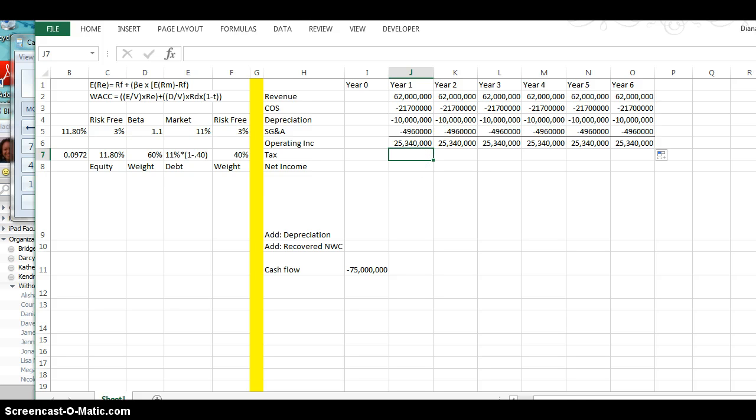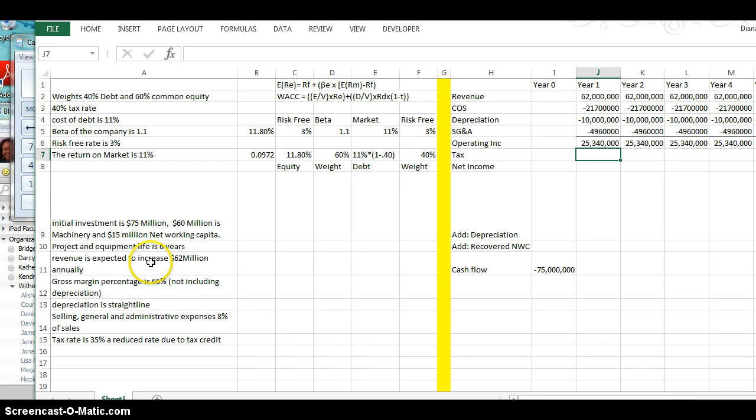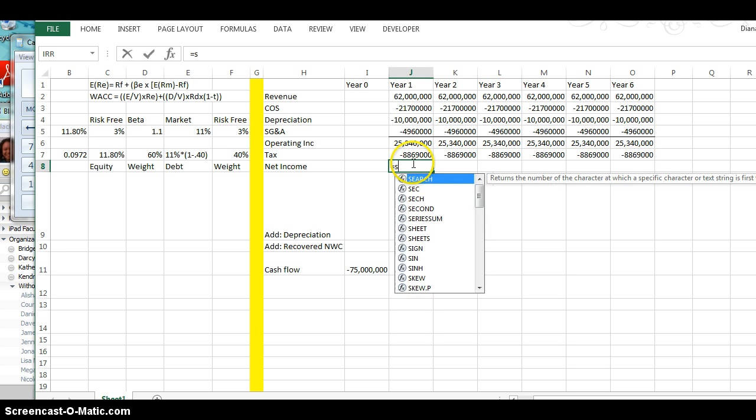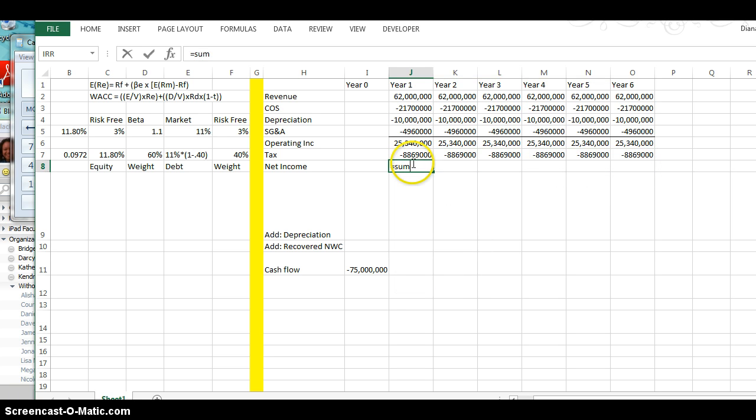So we're going to take our tax rate, which on this part is 35%. There we go. And so we're going to take our tax rate times this operating income. Now we know how much our tax is. And we can subtract the tax amount from the operating income to get our net income. So here we are with our net income.